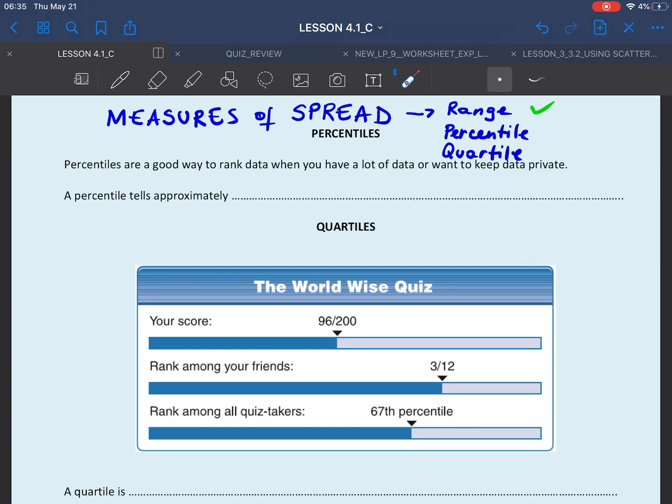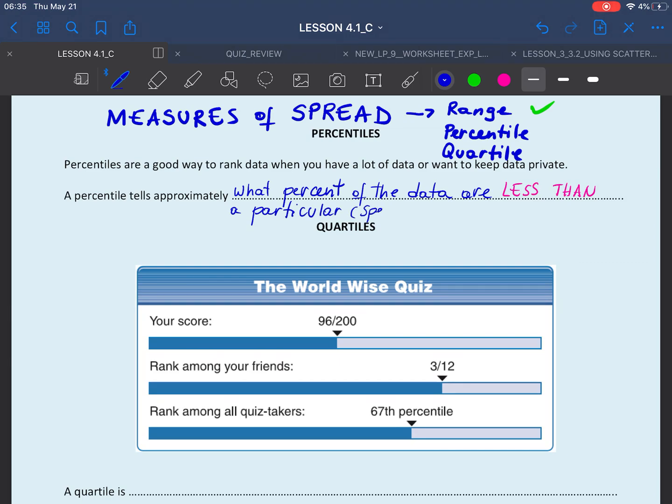So let's write the definition. We said that it tells us approximately what percent of the data are less than a particular or a specific data value.